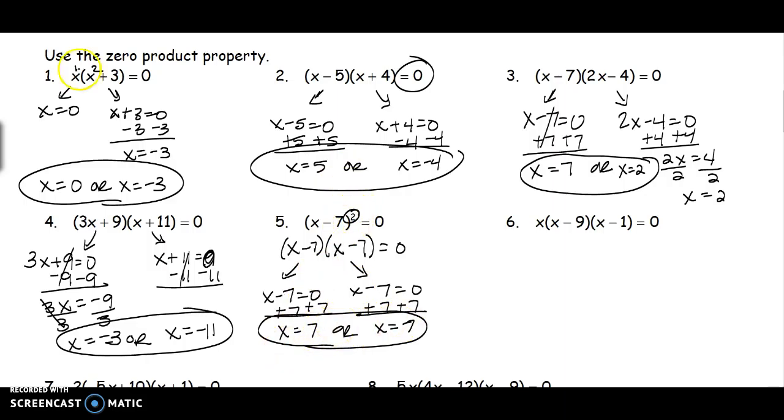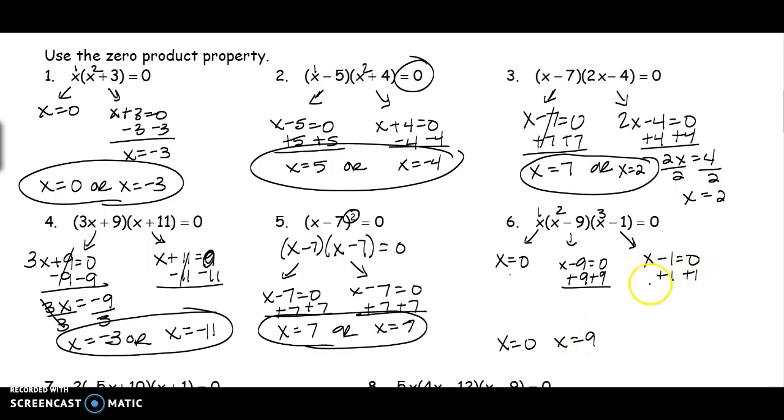Okay, now in the beginning, I started numbering my x's. I have two x's. I have 1, 2 x's. How many x's do you have in number 6? You actually have 3. Okay, so we're going to have 3 equations now set equal to 0. So x equals 0 is solved, so we're going to bring that one down. Here we would add 9, so x equals 9. Here we would add 1, x equals 1. So these are your 3 answers when you have 3 x's, okay?